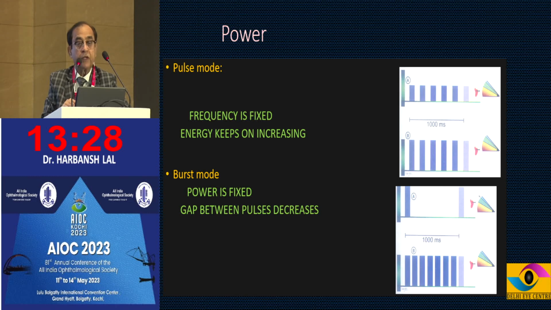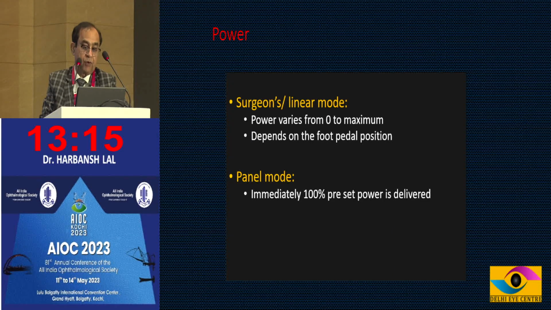So in a very hard cataract, when the cataract density is more or less the same, you can use the burst mode, but by and large, all of us use the pulse mode or linear mode, where we use the energy modulation by our foot. So surgeons use linear mode, where the energy keeps on changing. And the same way, you can keep it on a panel mode, where as soon as you go into foot pedal position 3, whatever is the preset energy will be delivered.